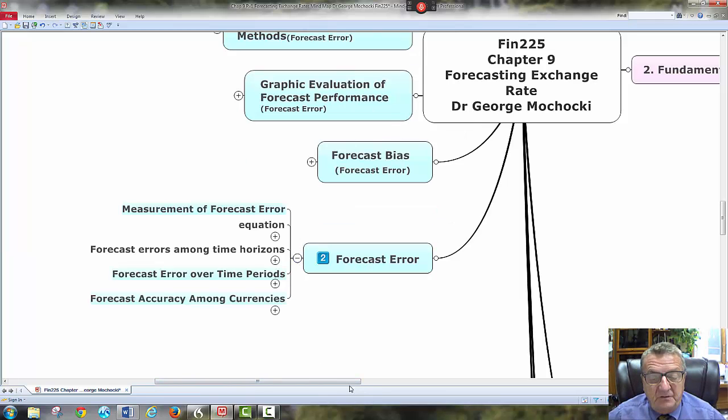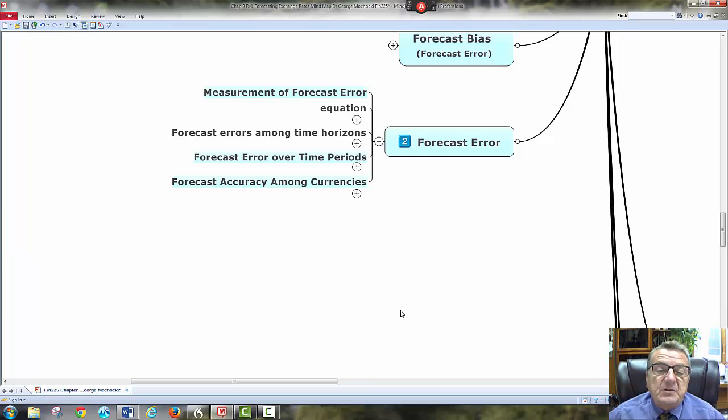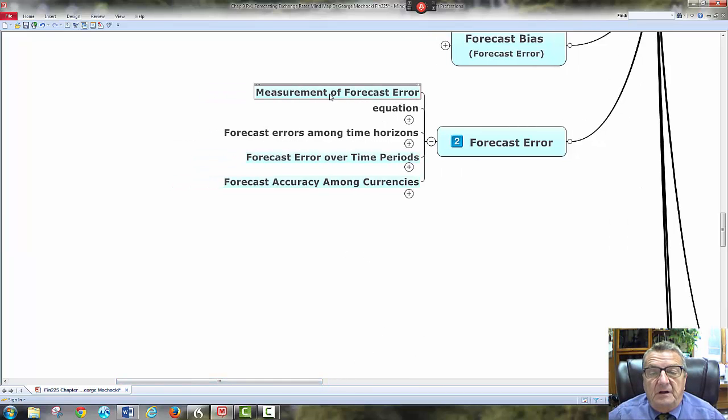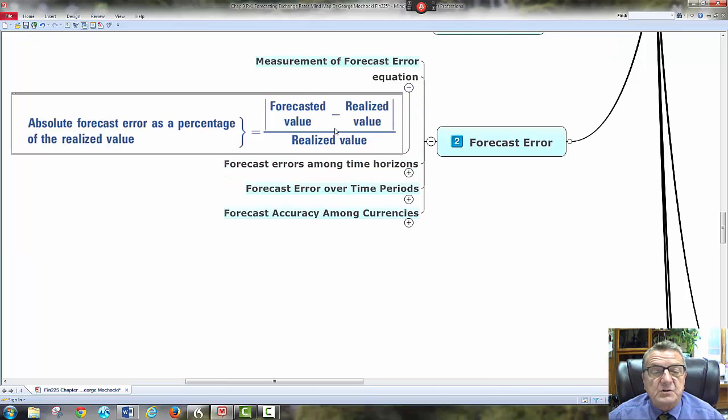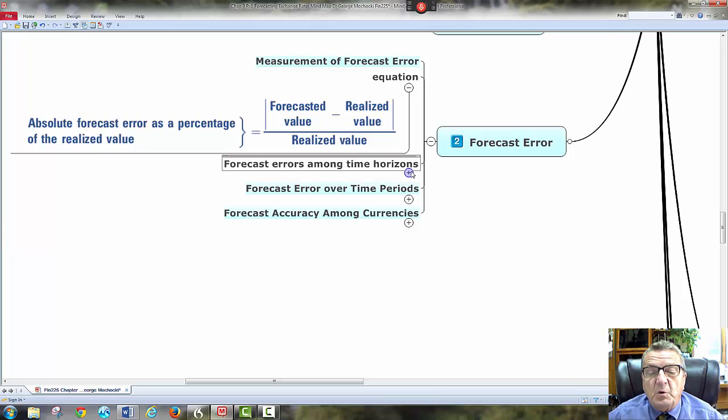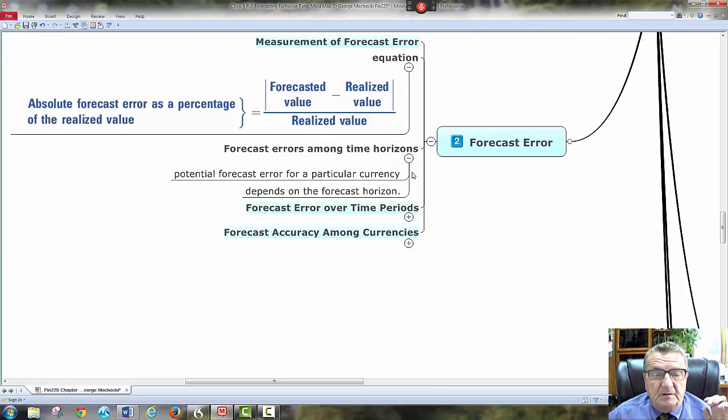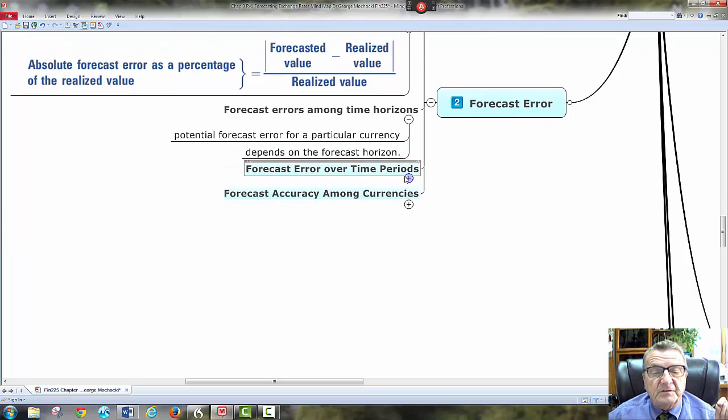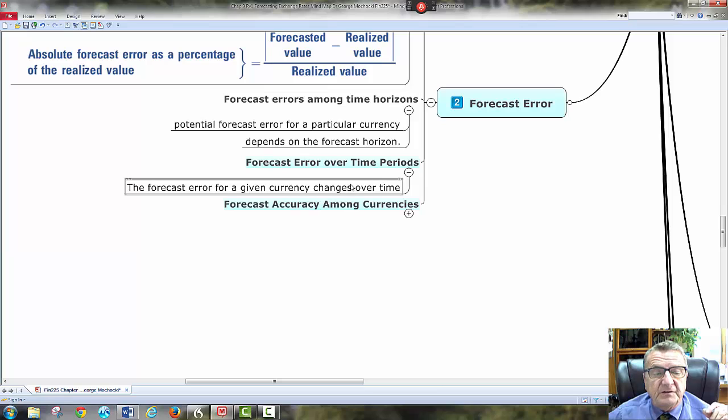So when I'm looking at forecasting errors, what kind of errors do we have here? You have the measurement of forecast error, and I've got the equation here. Absolute forecast error is the percentage of the realized value: the forecast value minus the realized value, divided by the realized value. Forecast errors among time horizons: potential forecast error for a particular currency depends on the forecast horizon. Now the next one is forecast error over time: forecast error for a given currency changes over time. That makes sense. Over time, different factors are at work.